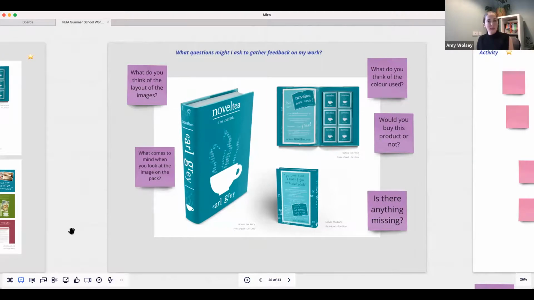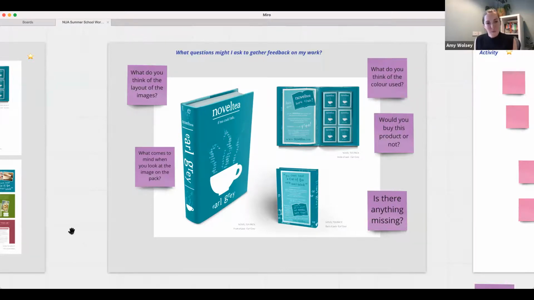And I've put some questions that I have thought of on here. So what do you think of the layout of the images? I think someone mentioned that one. What do you think of the colour used? So rather than saying, do you like the colour? I've asked them what they think about it to give them the option to say, it's not for me, it doesn't work. What comes to mind when you look at the image on the pack?